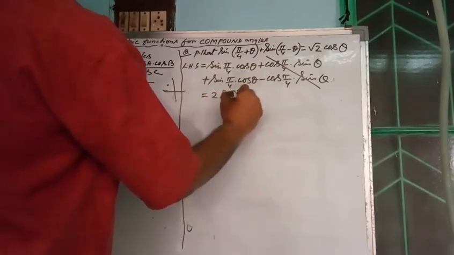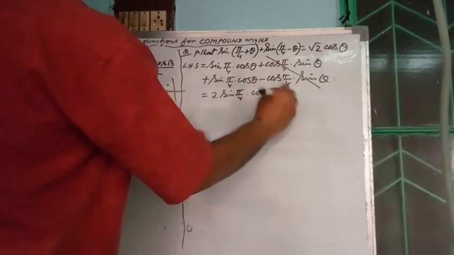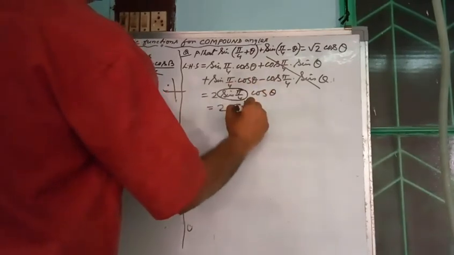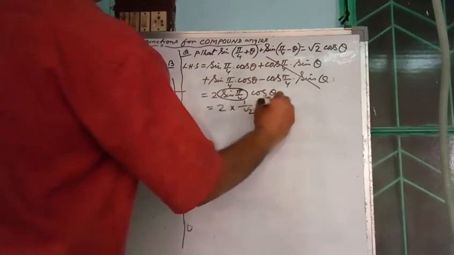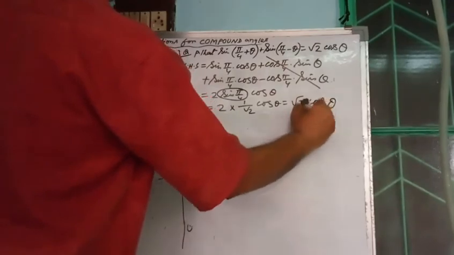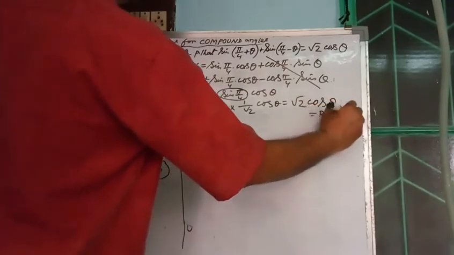So we get 2 sin pi by 4 cos theta. This is equal to 2 into 1 by root 2 cos theta, since sin pi by 4 is equal to 1 by root 2. That is equal to root 2 cos theta, which is the RHS. Proved.